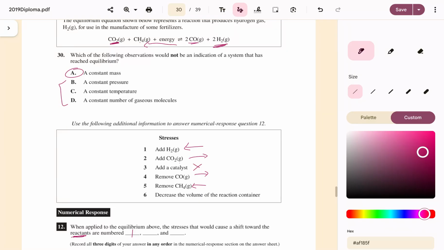And then decreasing the volume, if you decrease the volume, you move to the side with less moles, and we have less moles on the reactant side. So we have 1, then 5, and 6.